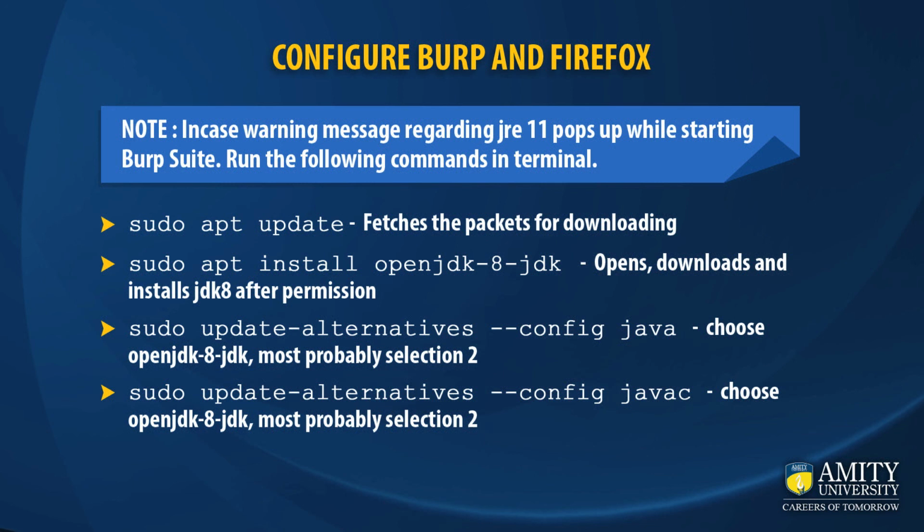So just type in 2 and enter, and after that repeat a similar command, that is sudo update-alternatives --config javac, that is the Java compiler. Now choose the same OpenJDK option for that. That would be number 2 again. Just press 2 and select. And that would be all. You have now configured all the applications to use Java 8.